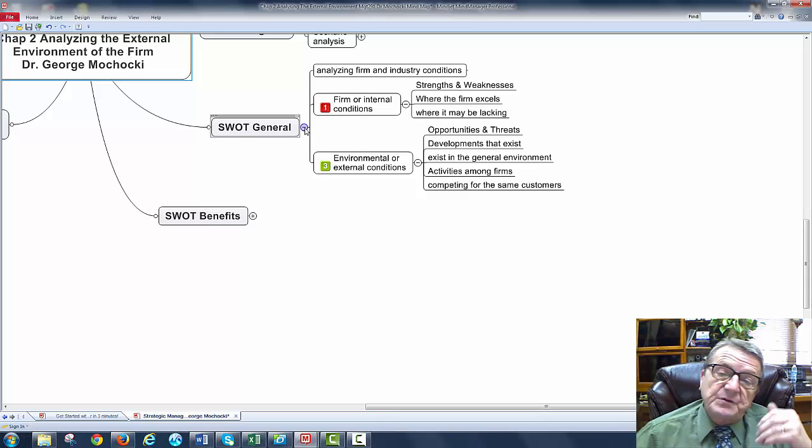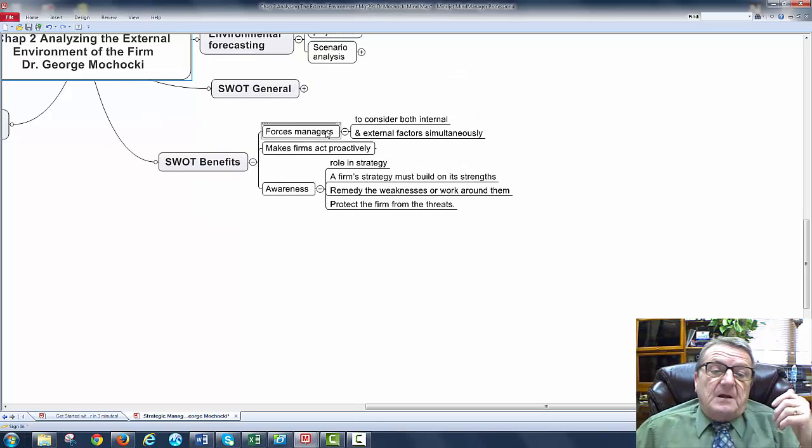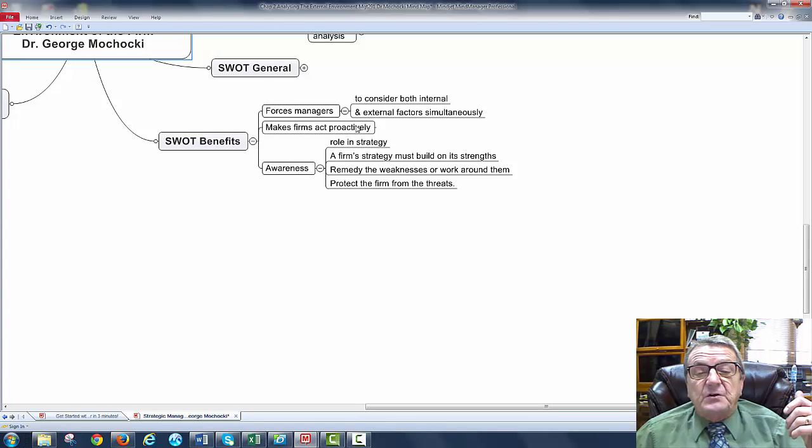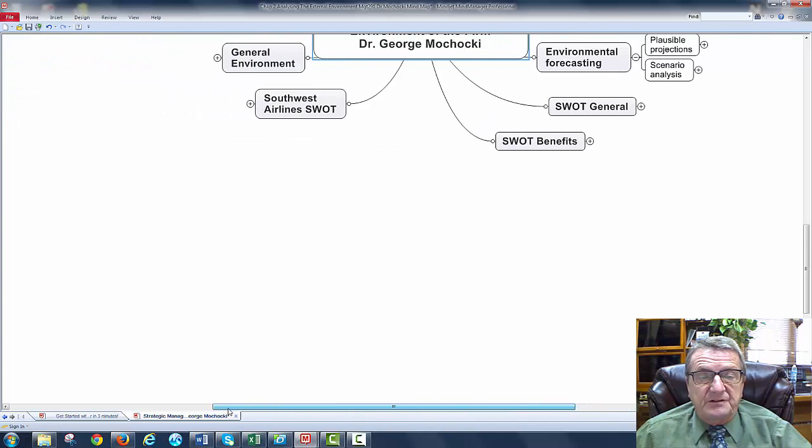And it's usually customers looking at my strengths and at my weaknesses, so I try to minimize those. Okay, now benefits. Forces managers to consider both internal and external factors simultaneously. Makes the firm act proactively. Awareness, rolling in the strategy, right? Firm strategy must be built on the strengths, remedy the weaknesses or work around them, and protect the firm from the threats. That's basically what the SWOT analysis does. It's just a way of doing it.